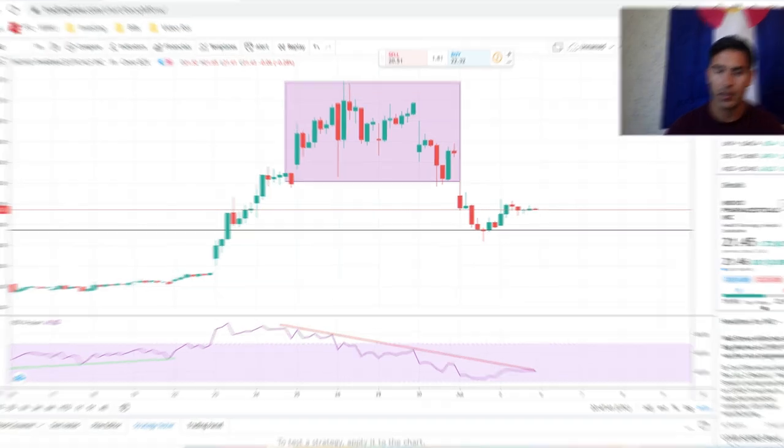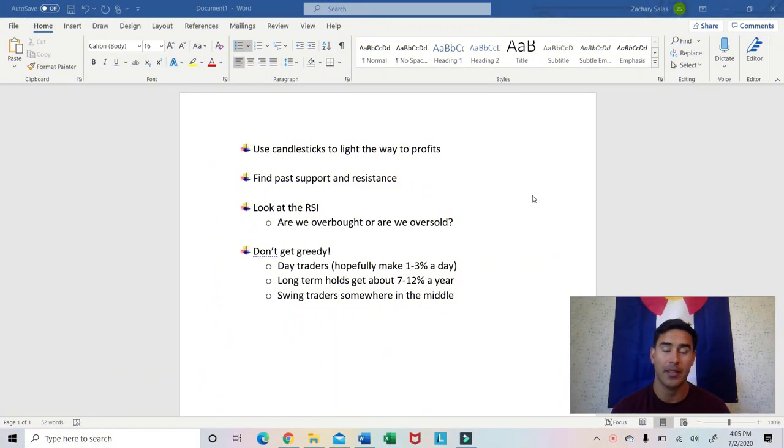All right, guys, just a quick summary. Use the candlesticks. Don't use the line charts anymore. Use the candlesticks to light the way to profits. You like that? Like what I did there? You're going to want to find past support and resistance lines. This is just going to give you an idea of possible entry and exit points.